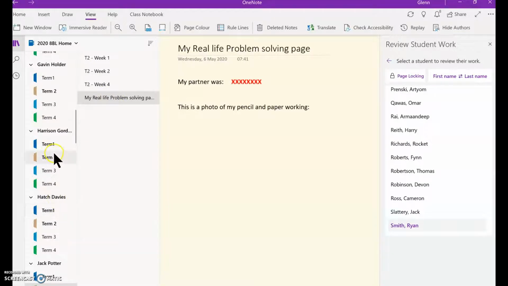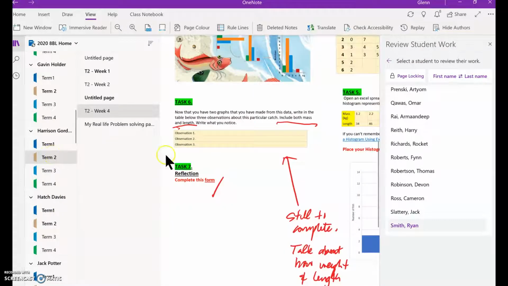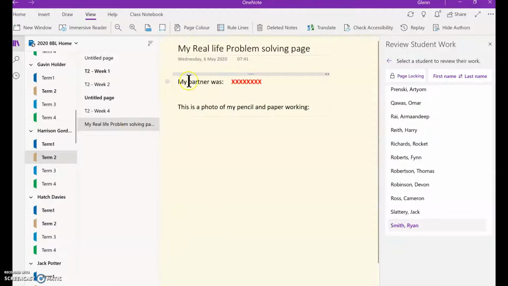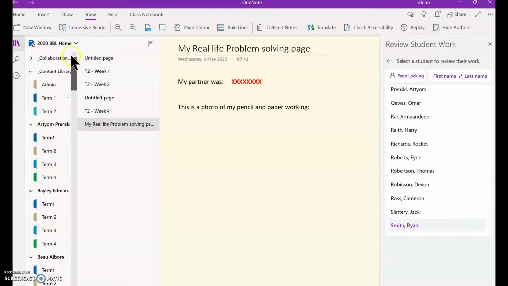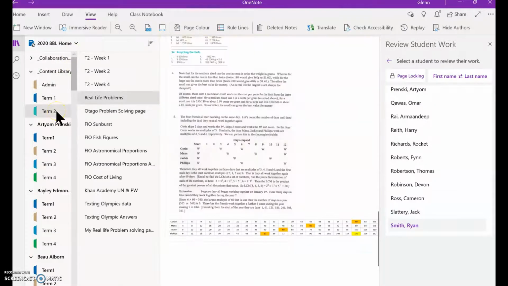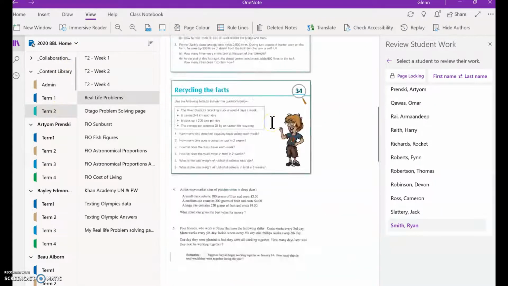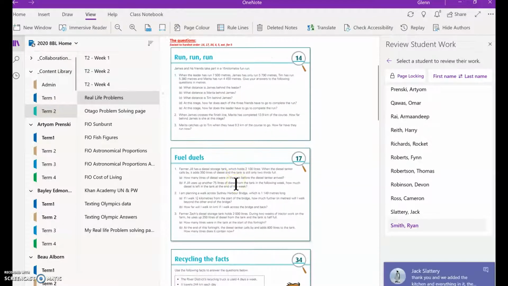Photos, under Harrison Gordon. You put your work in here, you tell me who your partner was, and you take a photo of your pencil and paper working. And I'm sure Harry will get that up once he's done his work. And this is your questions here.